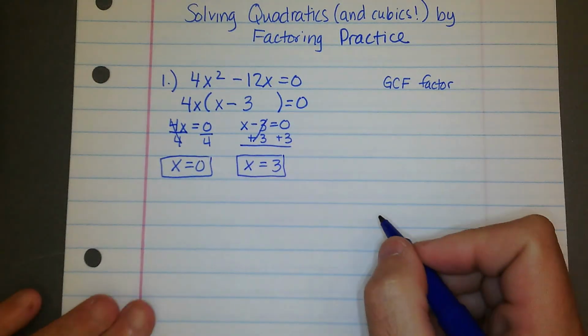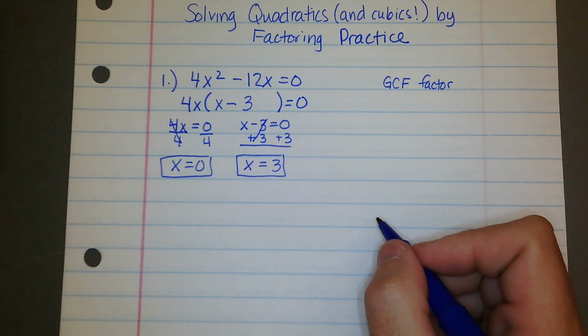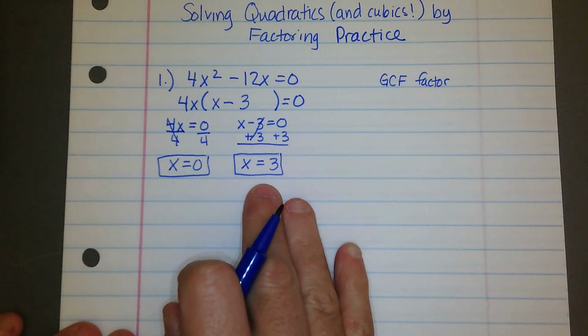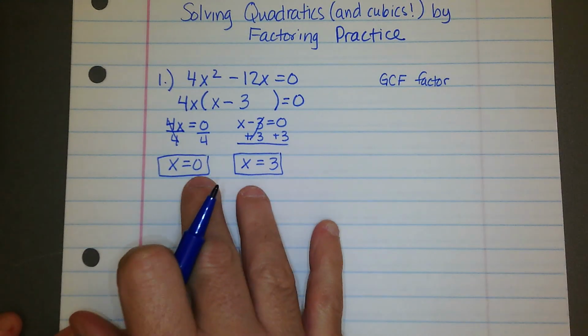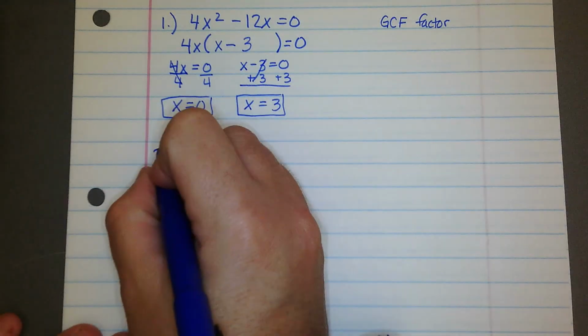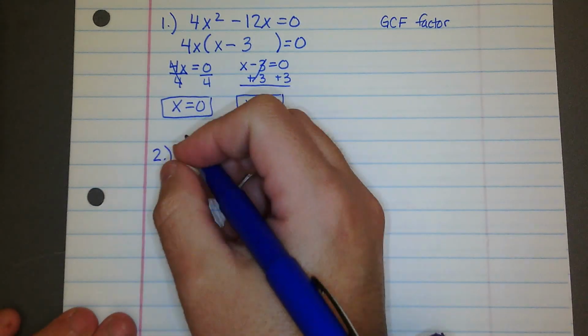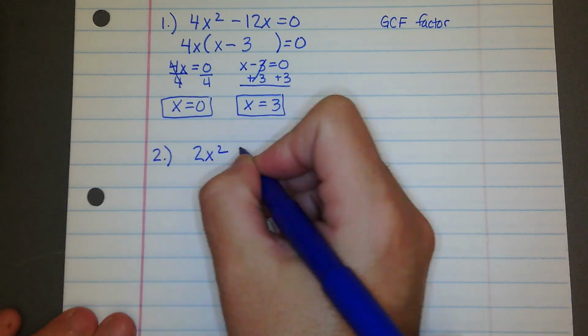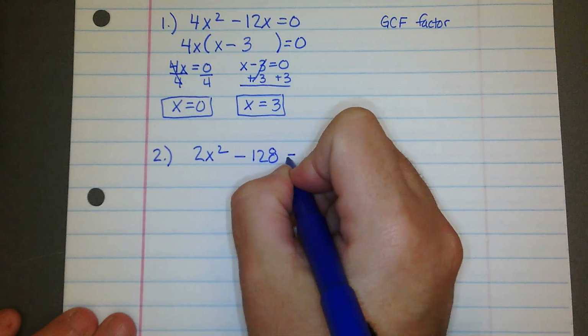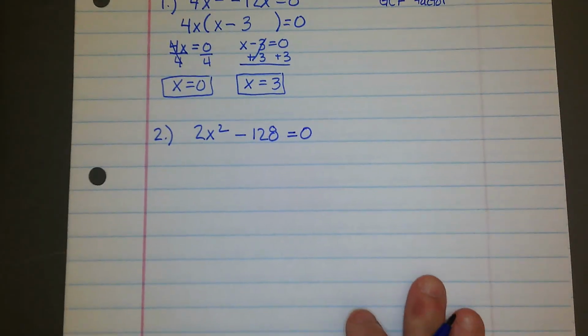So the two roots, the two zeros, the two solutions for this quadratic are 0 and 3, and that's where it crosses. Those are the x-intercepts. That's where it crosses the x-axis. Second one, 2x squared minus 128 equals 0. That one's curious.